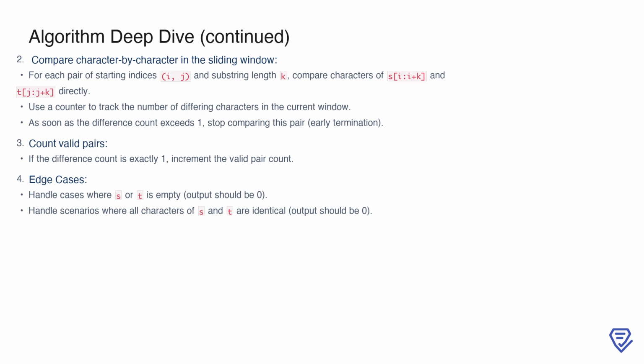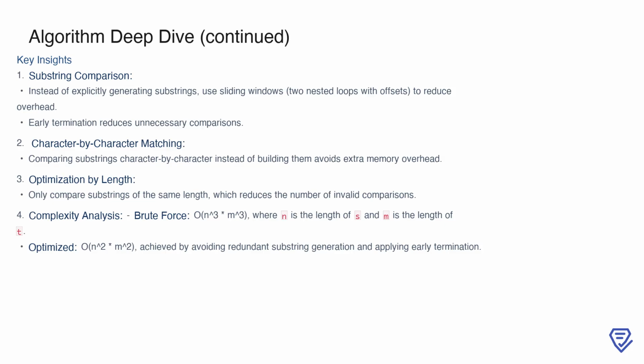Additionally, we account for edge cases such as when either S or T is empty, or when all characters in both strings are identical, both of which result in a count of 0. There are several key insights that drive this optimized approach.